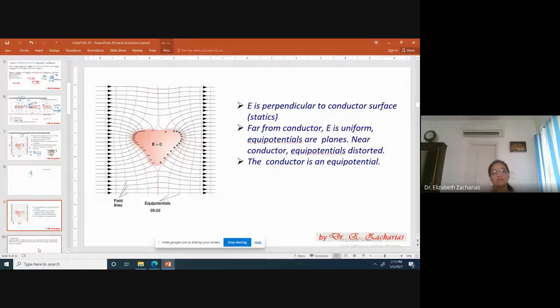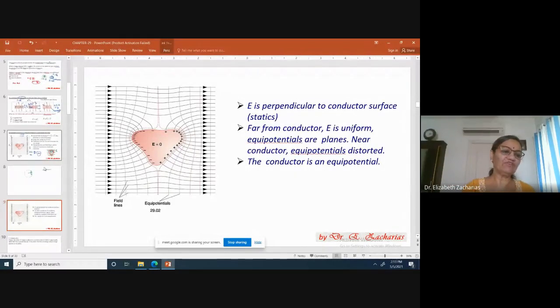Okay, now just to complete: the electric field is perpendicular to the conducting surface everywhere. That's why it is statics. And you find that far away from the conductor, the electric field is uniform. Near it, it is not uniform, as the picture itself shows. Therefore, the equipotential surfaces are also not planes. They are curves. They get distorted. And the entire conductor is an equipotential.